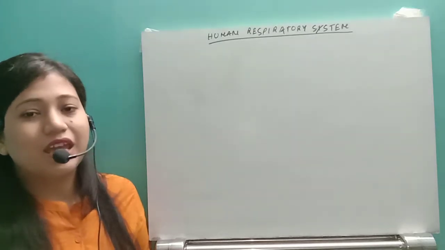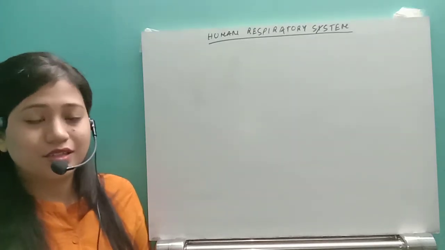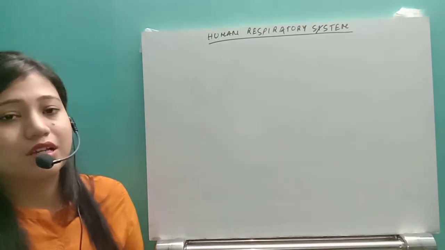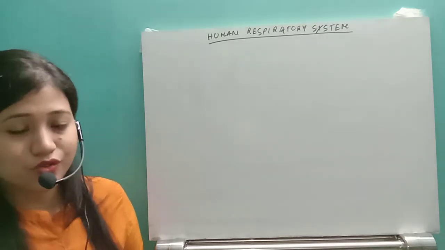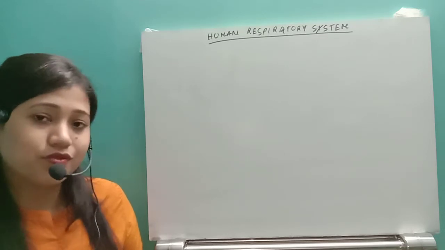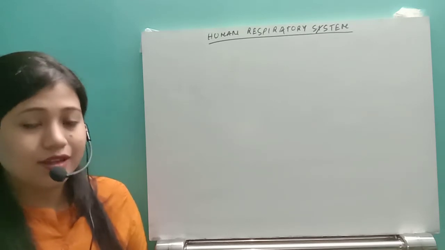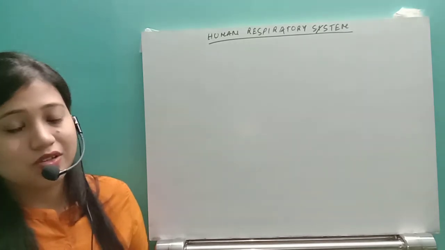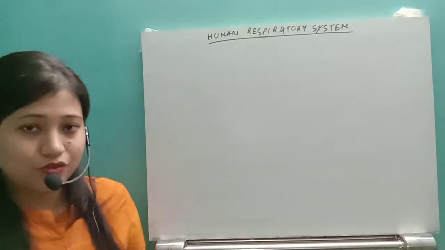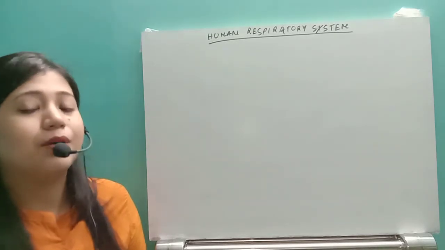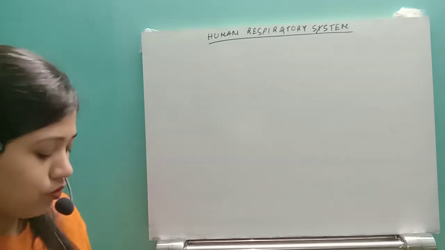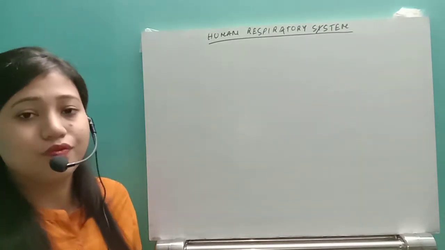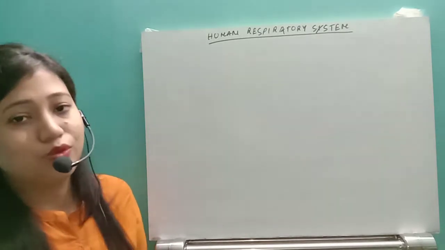Hello students, in the earlier video we started the human respiratory system part 1, where we discussed the external nostril, the nasal chambers and their parts, then the pharynx, then the larynx or voice box. So in that we discussed the first part of the respiratory system. After that, the system continues with the respiratory tract. So we will start this video from the respiratory tract up to the lungs.